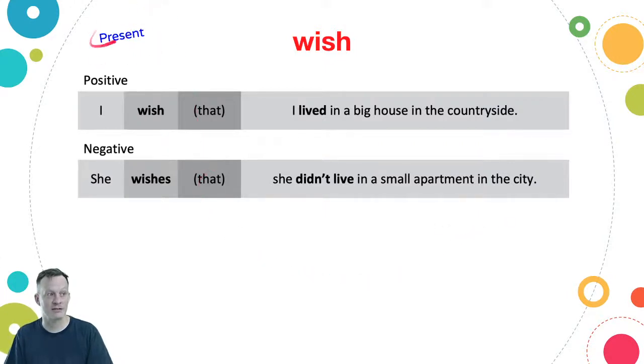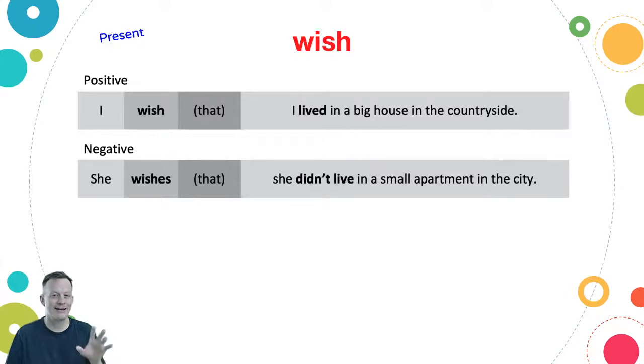Now, it's present, but we're using the past simple. Why are we using the past simple? Because it's present and imaginary. In Spanish, you use the subjunctive. Ojalá que viviese en una casa grande. Right? So, o viviera. This is the past subjunctive. I wish that I lived in a big house in the countryside. I don't. I live in a small flat in the city, but I wish I lived in a big house in the countryside now. And the negative: she wishes that she didn't live in a small apartment or a small flat in the city.